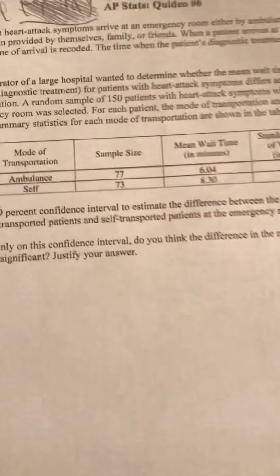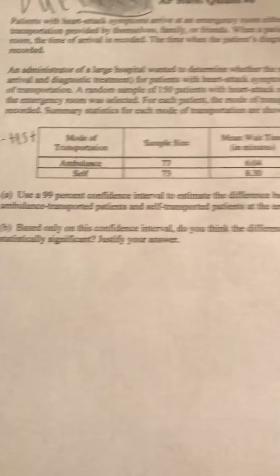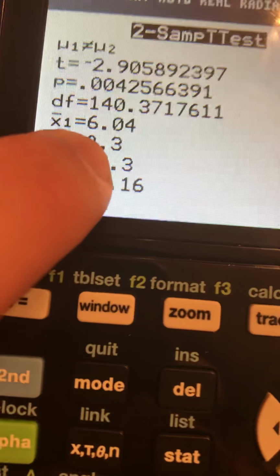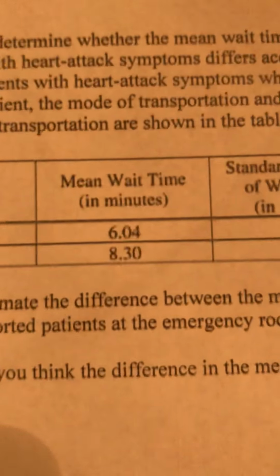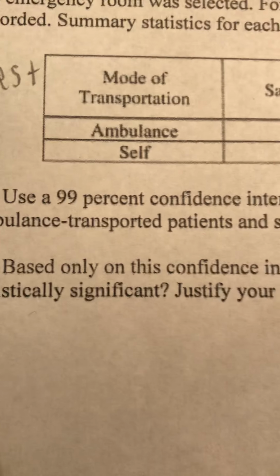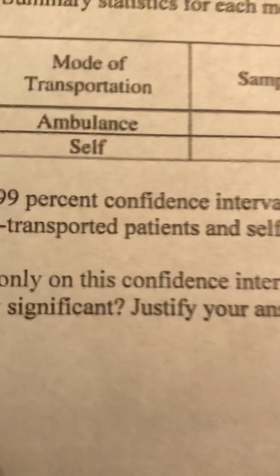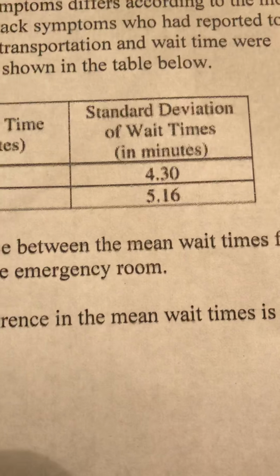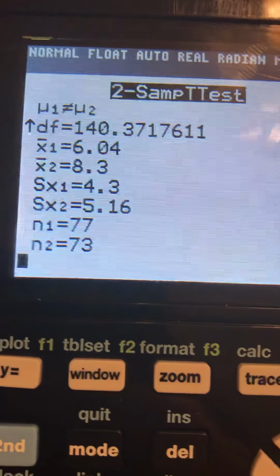So for A, if you go to the calculator and you put in all of your data, showing x1 as 6.04 being the mean wait time for ambulance, 8.3 being the mean wait time for self-transport, sample sizes of 77 and 73 for ambulance and self-transport respectively, and standard deviations in wait times of 4.3 and 5.16 for ambulance and self-transport respectively. So you can see all that down here.